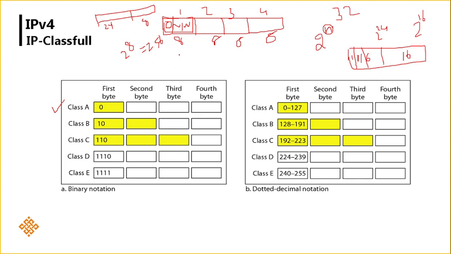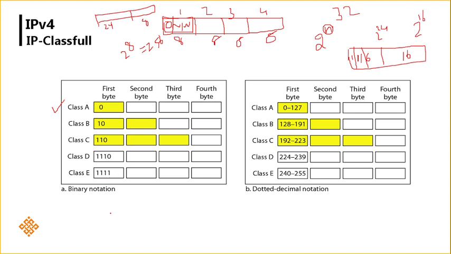Similarly for class D, there are no host IDs; all 24 bits are reserved for the network ID, as I mentioned here. And class E is meant for research. In real time we use only A to D. For class D, the first 4 bits should be 1110 as the identification bits, and for class E it is 1111.